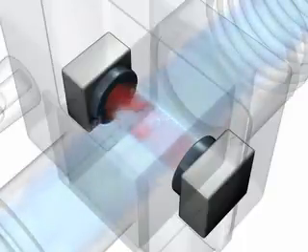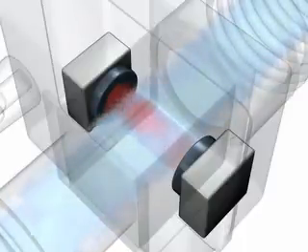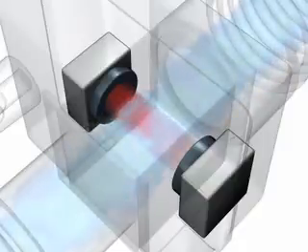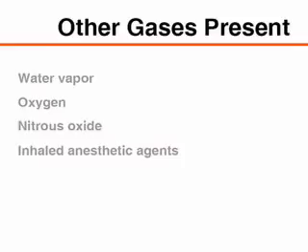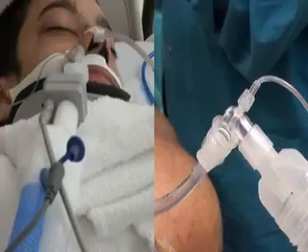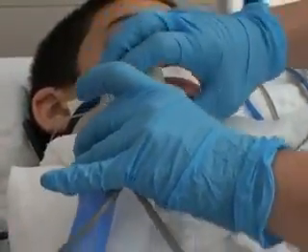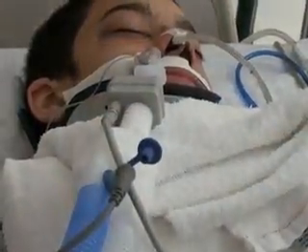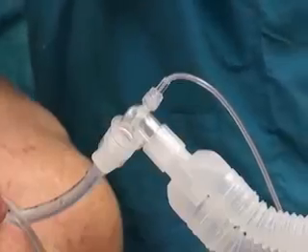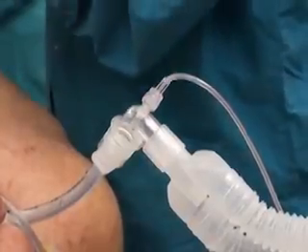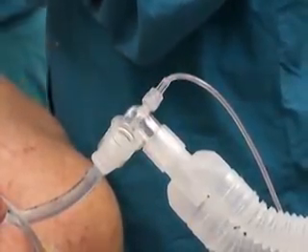Carbon dioxide gas strongly absorbs infrared light with a wavelength of 4.3 microns. At this wavelength, there is minimal interference from other gases that may also be present, such as water vapor, oxygen, nitrous oxide, and inhaled anesthetic agents. There are two types of capnograph devices. Mainstream capnographs use sensors that are placed directly into the breathing circuit of a ventilator. Side-stream capnographs draw a sample of gas away from the breathing circuit to a separate gas sensor.